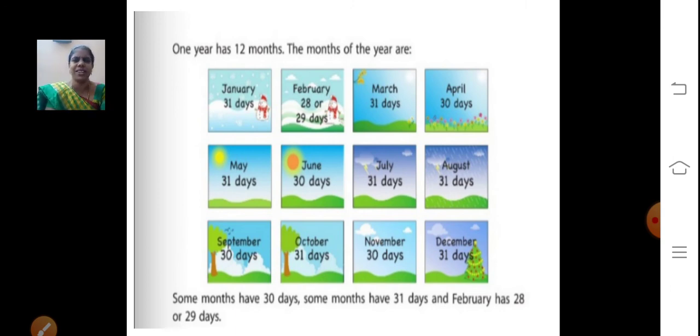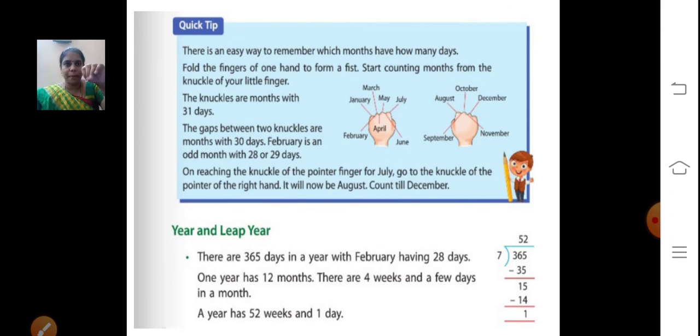How can we just remember all these things? January has 31 days, March, April has 30 days. How will I remember all these things? Just we'll see how to. So 1 year has how many months? 12. 1 year has 12 months, January to December. Right.